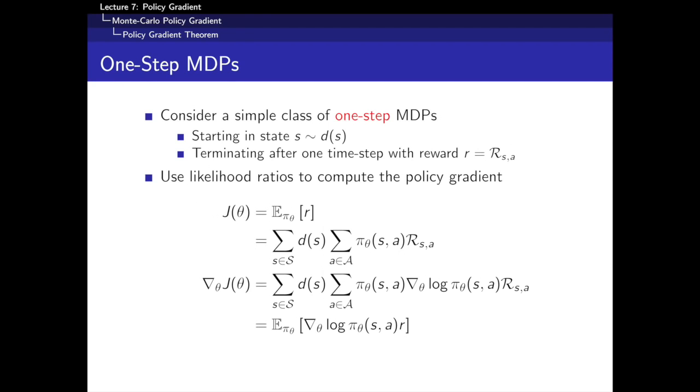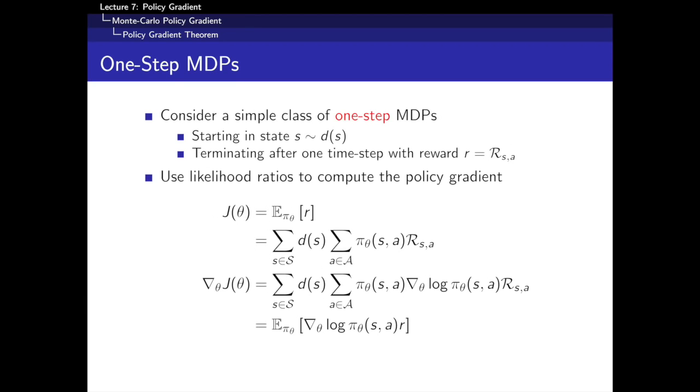Now let's talk about the actual policy gradient, this analytic policy gradient. And to do this, I'm just going to derive it for the simplest possible case, and homework, if you like, could be to extend this to the full MDP case. We'll talk about what it looks like, but I won't derive it for you. And the special case we're going to consider are one-step MDPs. So what do I mean by one-step MDP?